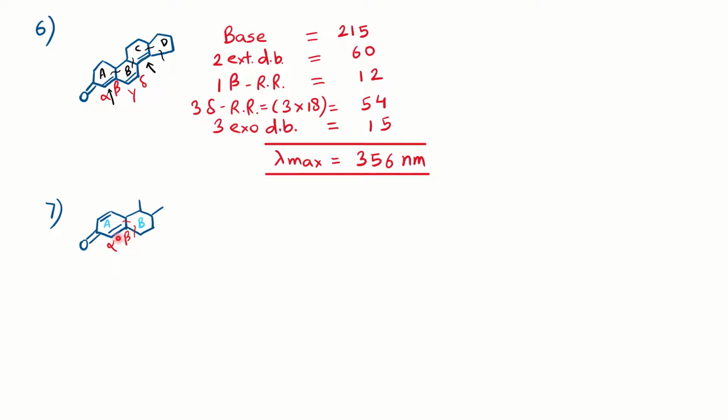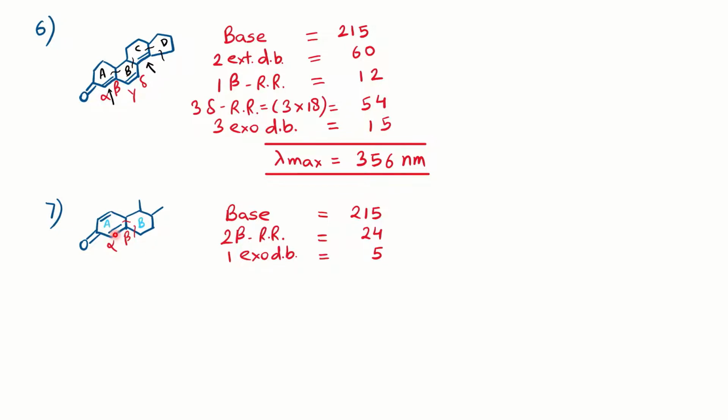If you see the down one, at the beta position, two ring residues are present, right? But if you notice the above double bond, you have only one ring residue at the beta position. So we definitely will go with the down one, where you will be getting the higher lambda value, because two beta ring residues are present here. Six-member ketone 215 is the base value, two beta ring residues 24, and no homodiene component because the two double bonds are not in conjugation.